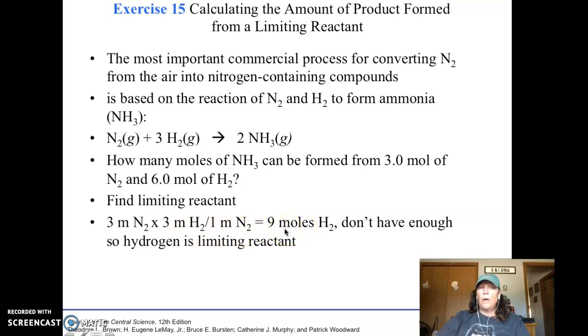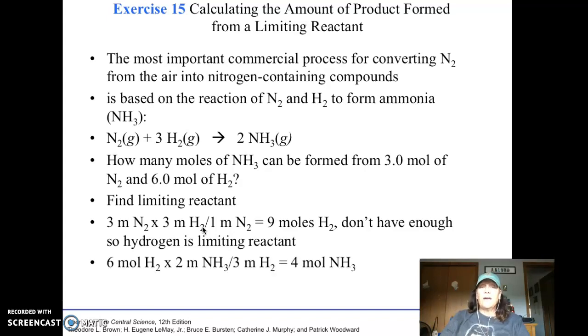Okay, so when I have 3 moles of nitrogen, I need 9 moles of hydrogen. I only have 6 moles. So I need 9 moles, I only have 6. So hydrogen is my limited reactant. I run out of hydrogen before I run out of nitrogen. If I wanted to produce more product, I would have to add more hydrogen. If I had more nitrogen, I'm still not going to get any more product, because the hydrogen's the one I run out of first.